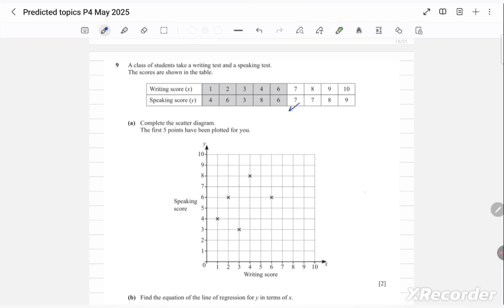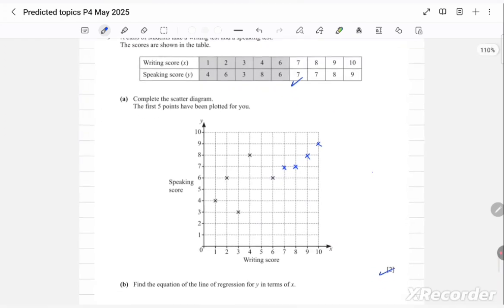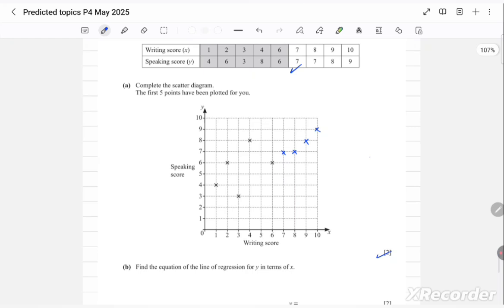Let's draw plots: 7 and 7, 8 and 7, 9 and 8, 10 and 9. Okay, done this one, 2 points. Good, easy 2 points. Easy grades, okay? So find the equation of the line of regression.